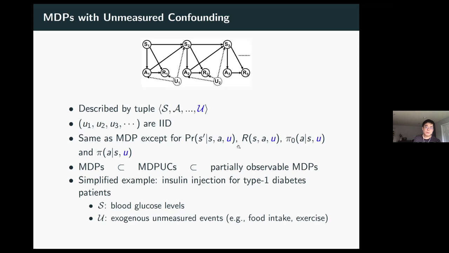The tricky thing here is we don't observe the U, and the data doesn't have the information of U. So how to do OPE when you have this unobserved state variable is interesting. And in practice, this is a problem that I think is important. This MDP-UC is also a special case of partially observable MDP. It's a subset of the partially observable MDP, a superset of the MDP that we have talked about.